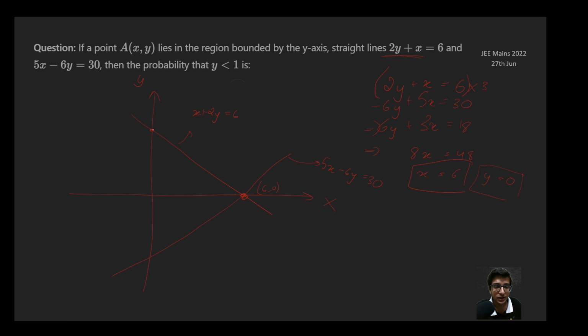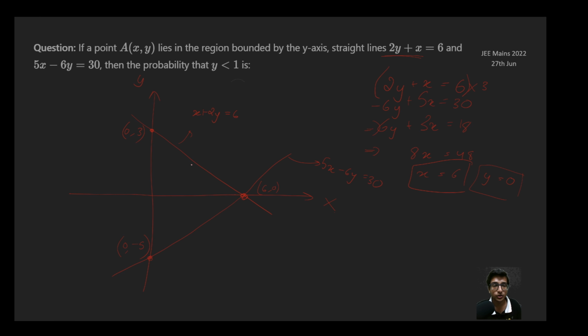Now let us find out these points as well. What is this point going to be? If I put x is equals to 0, it is going to come out to be (0, 3). And in this point, if I put x is equals to 0, it is going to come out to be minus 5. So these are my points. So this is the entire triangle that the 3 lines are bounding, which is my y-axis, x plus 2y is equals to 6 and 5x minus 6y is equals to 30.